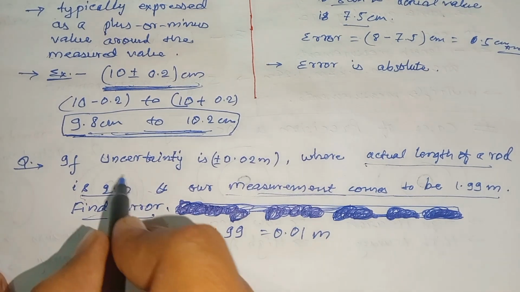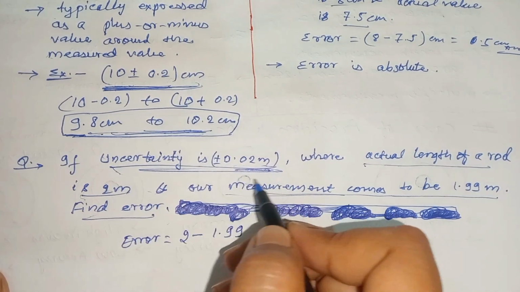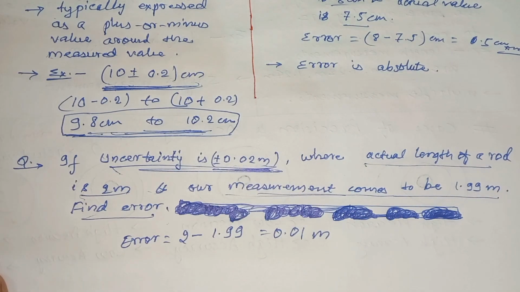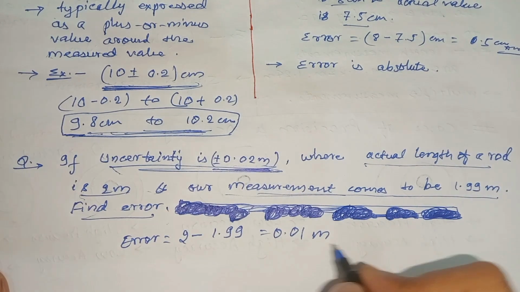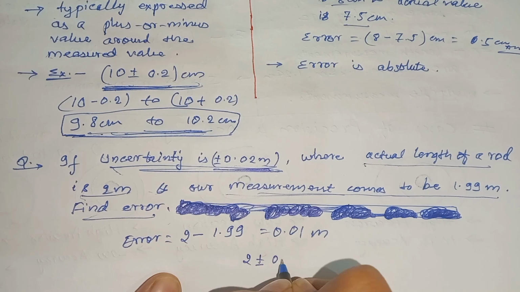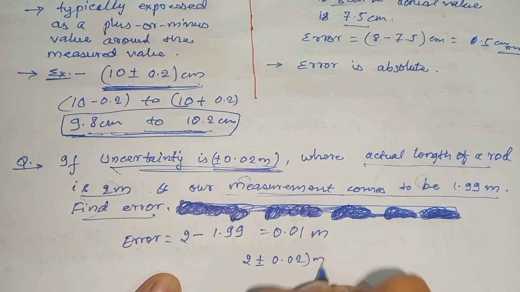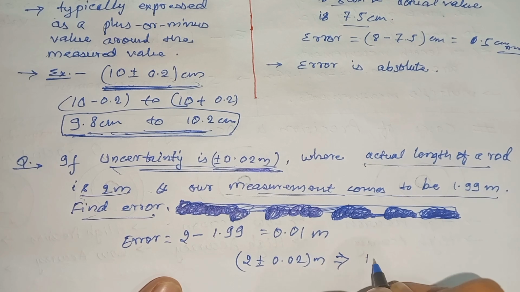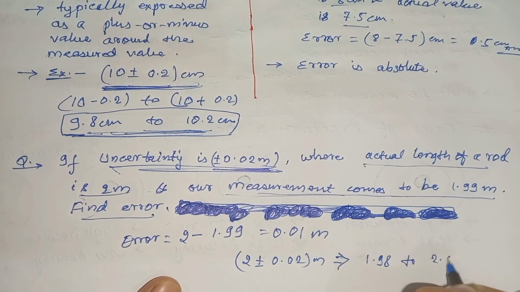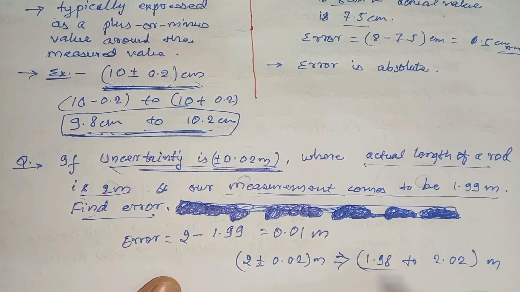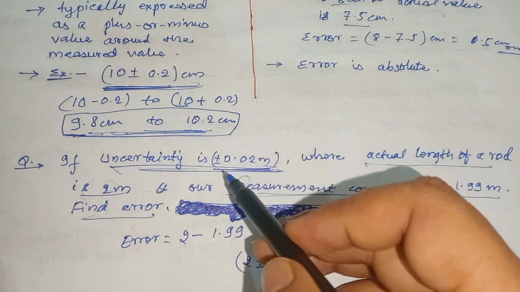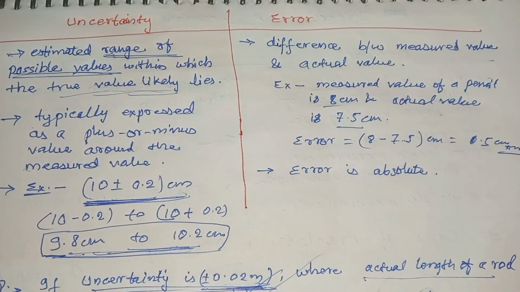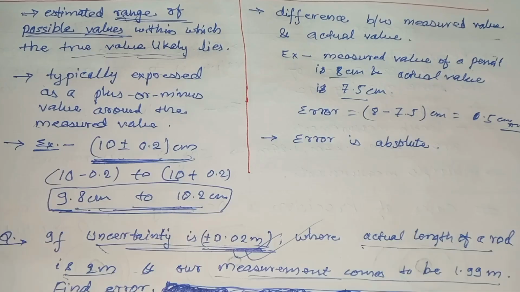And if uncertainty is asked, what does it mean? It means the range of values between which the actual value will lie. That will be 2 plus minus 0.02 meters. This will be the range, and it signifies that 1.98 to 2.02 meters is the range where the actual value lies, if uncertainty is given. This is the difference between uncertainty and error. Now let's study types of error in the next video.